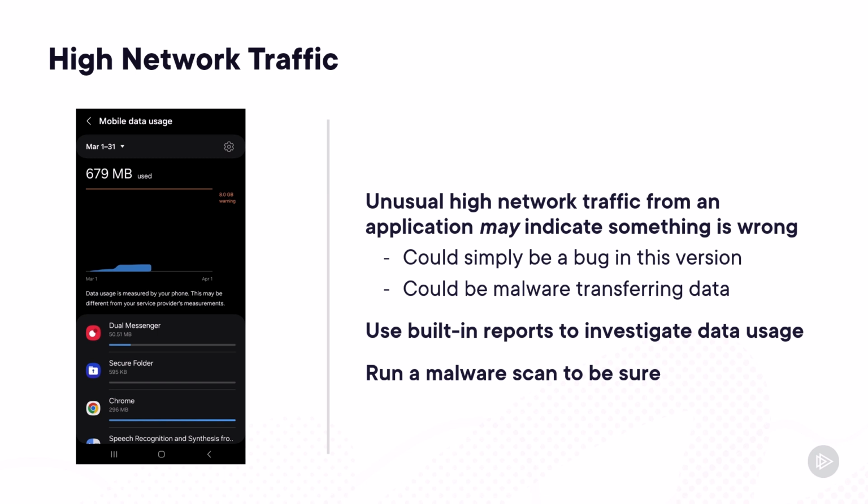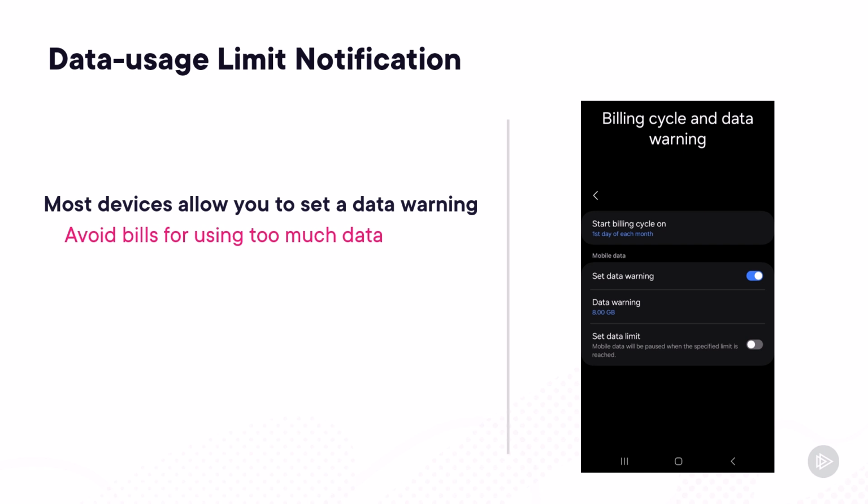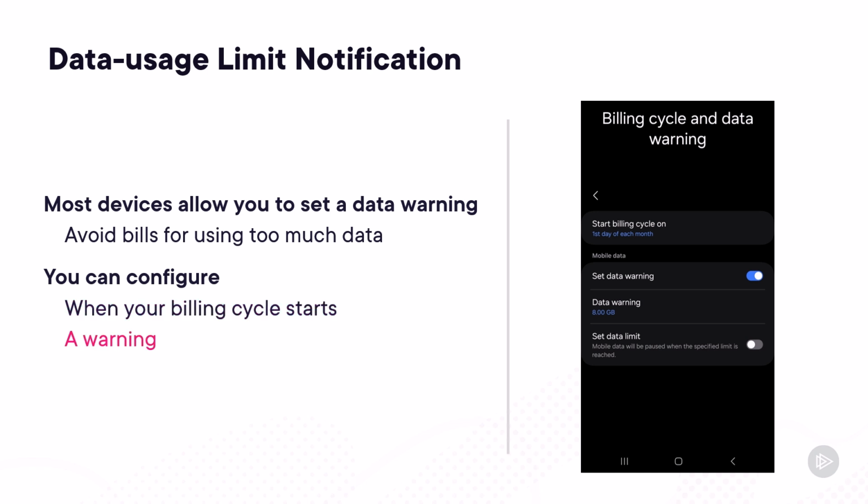It never hurts. You might also see a data usage limit notification, and this is something that is built into most devices, and they allow you to set a data limit and a data warning. The goal of this is to help you avoid big bills for using too much data. You can configure when your billing cycle starts. This way, the usage is aligned with your billing cycle, and after that, you can configure a data warning and a data limit. So you see, for my plan, I get 10 gigs a month, so I have set my warning at 8 gigs as a heads up, but I don't have a limit set up.